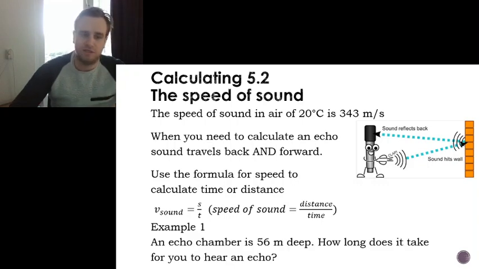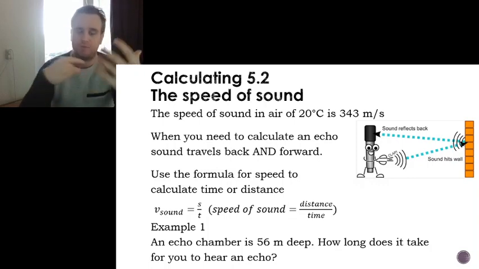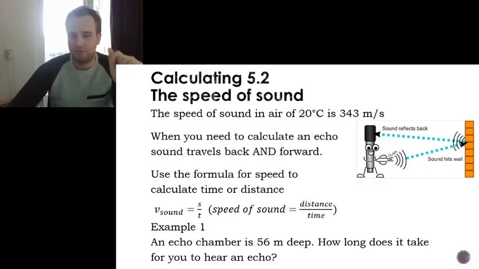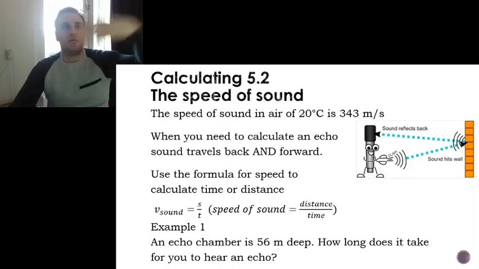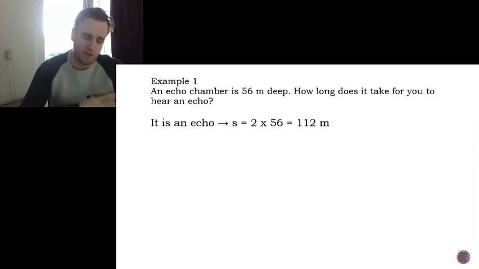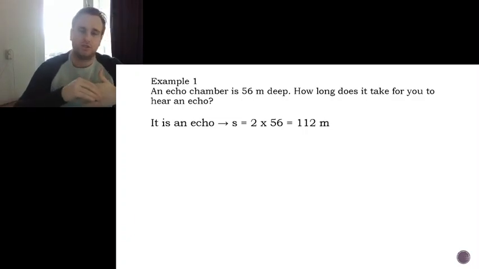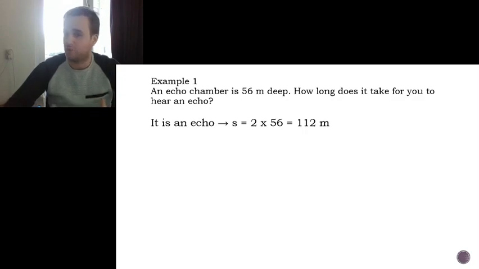For example, we have an echo and the chamber is 56 meters deep. How long does it take for you to hear this echo? This is a typical example of a test question. The chamber is 56 meters deep, so the sound has traveled both into the chamber and back again. That means the total distance the echo has traveled is twice as big. It goes in and back to you, so the sound has traveled twice as much, 112 meters.